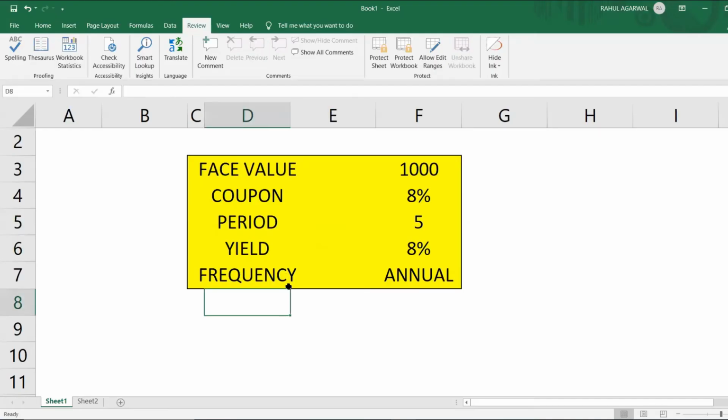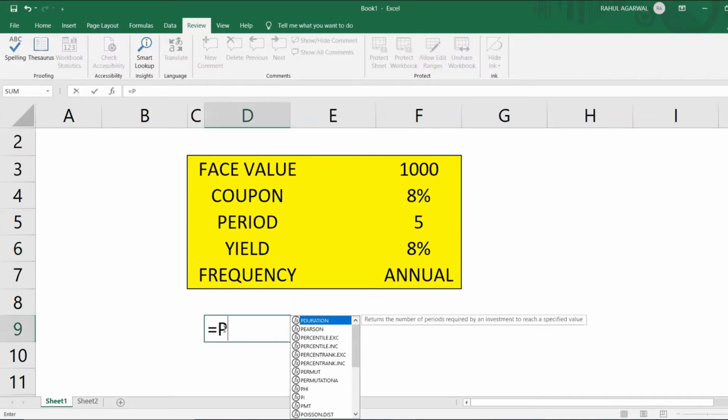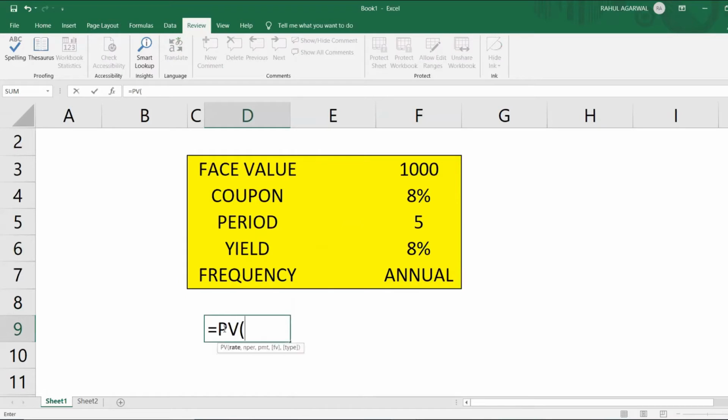So how can we calculate the present value or price of a bond? The price of the bond is the present value of discounting all future cash flows at the YTM rate or yield rate. It's very simple. Here I have taken yield and coupon as absolutely the same, and if yield and coupon are the same, the bond will be trading at par. The present value of the bond will be 1,000 rupees only.